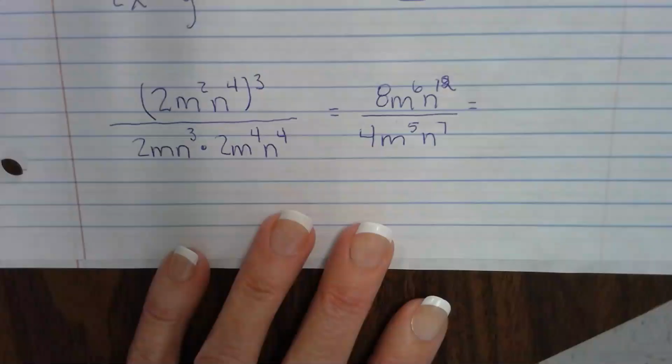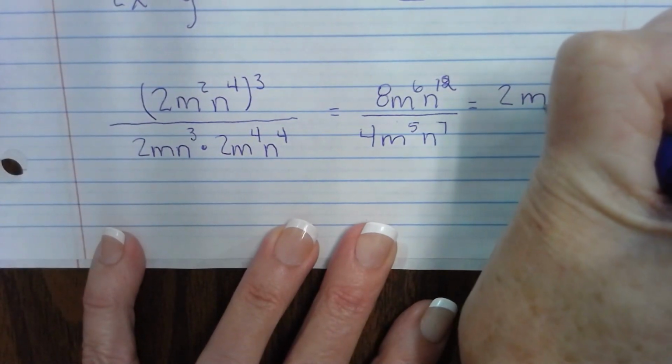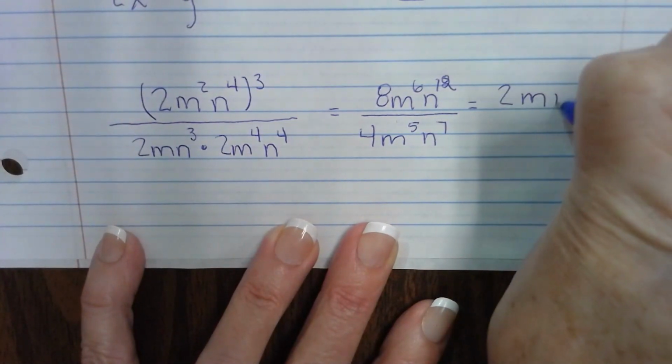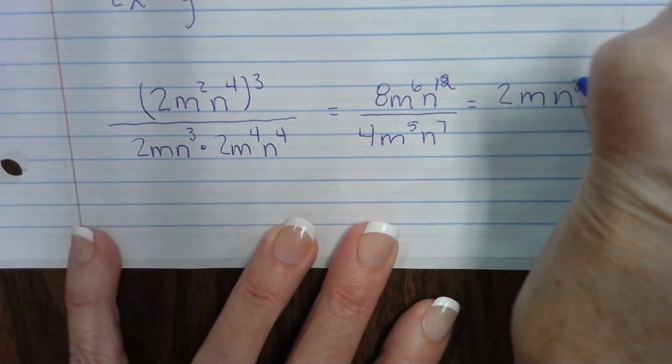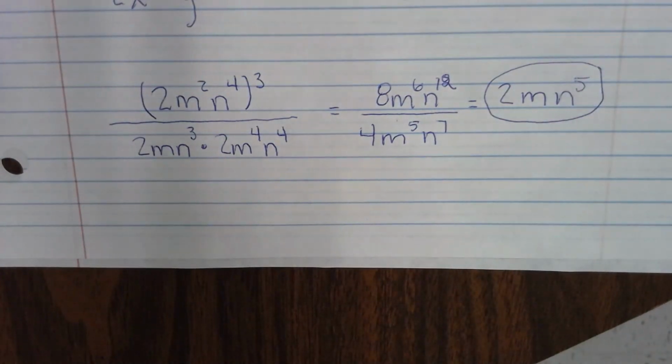Now it's a division problem. 8 divided by 4 is 2. What do I do with powers? I subtract. 6 minus 5 is 1. 12 minus 7 is 5. That big old ugly problem simplified to 2m n to the 5th. Did anybody get that? Okay.